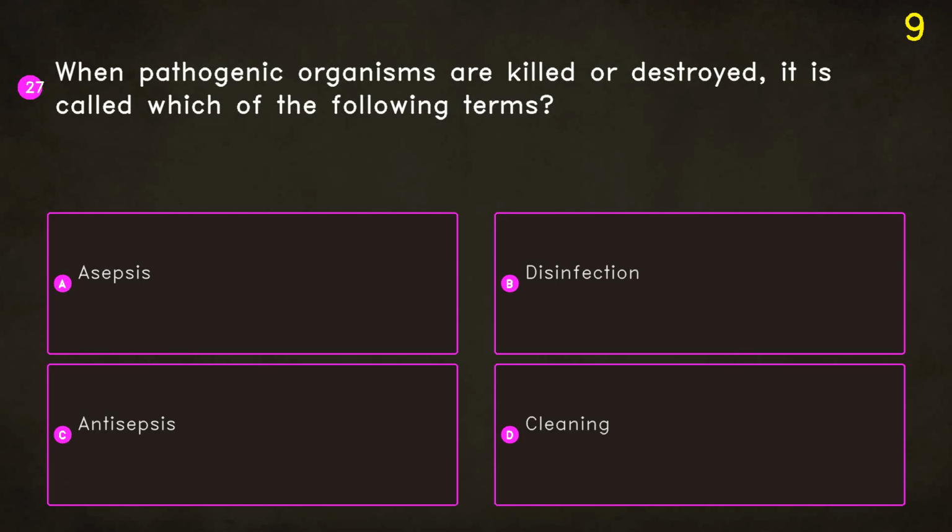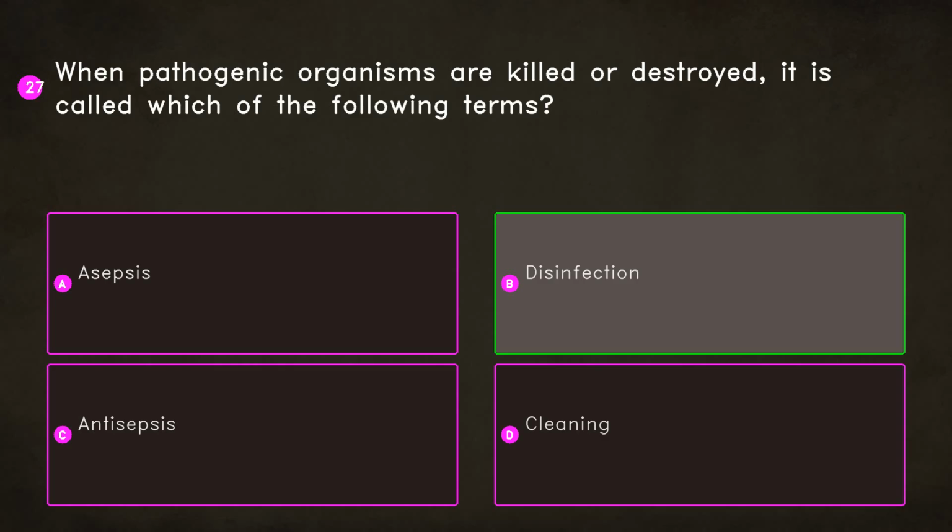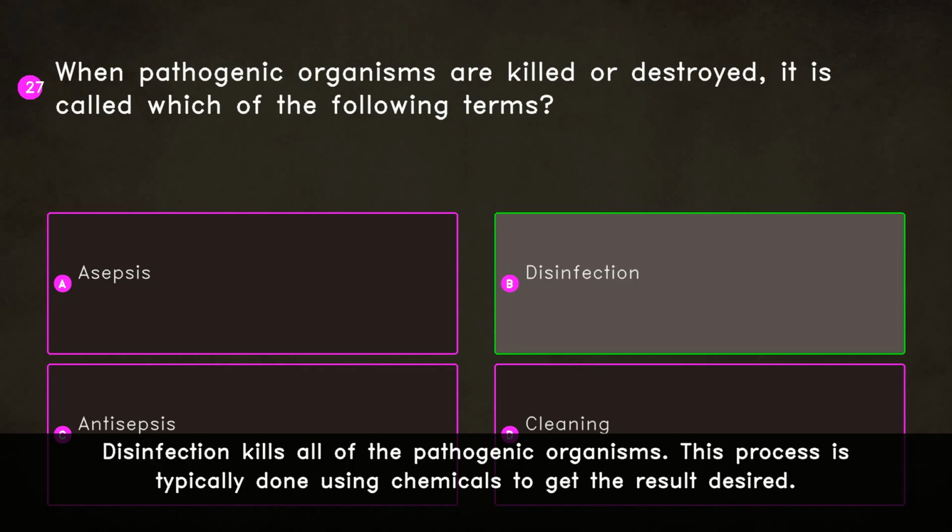Question 27. When pathogenic organisms are killed or destroyed, it is called which of the following terms? A. Asepsis. B. Disinfection. C. Antisepsis. D. Cleaning. The correct answer is disinfection. Disinfection kills all of the pathogenic organisms. This process is typically done using chemicals to get the result desired.